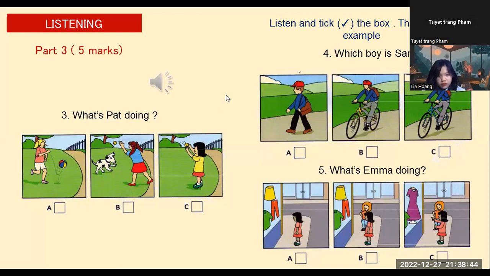How many bathrooms are there in your family? In your house, sorry, in your house. How many bathrooms are there in your house? There are. Con có từ này con sẽ đọc là there are nhà lên nè. There are.